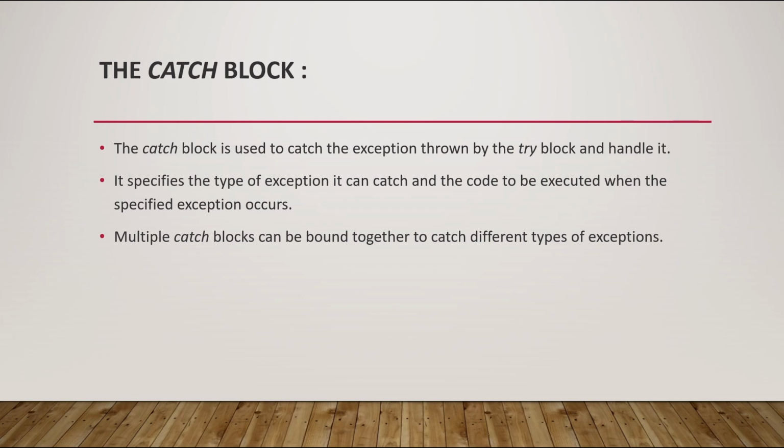Then comes the catch block. As I mentioned earlier, the catch block will catch the exception thrown by the try block. It specifies the type of exception it can catch and the code to be executed when the specified exception occurs. So whenever you mention a type of exception, if that exception occurs, it is caught by the specific catch block and it executes the code inside that catch block. You can also bind multiple catch blocks together so that it can catch different types of exceptions.